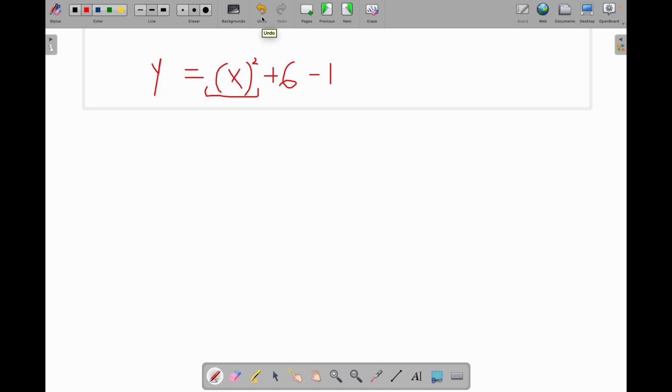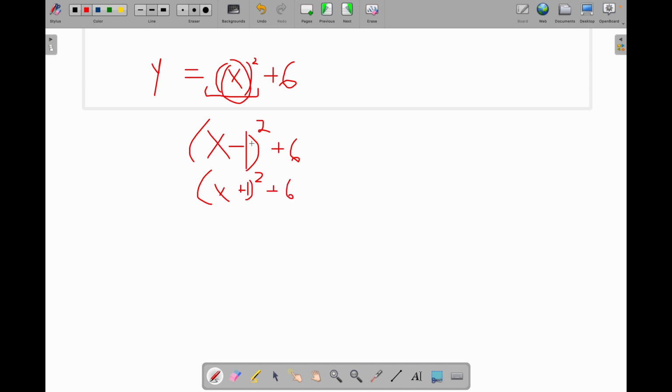But let's say we want to move it to the left or to the right. What we're then going to do is we're going to have to add something to this x value right here. Let's say we want to shift it to the right once. We're going to do x minus 1 squared plus 6. This is going to shift it to the right 1. While x plus 1 squared is going to shift it to the left once.